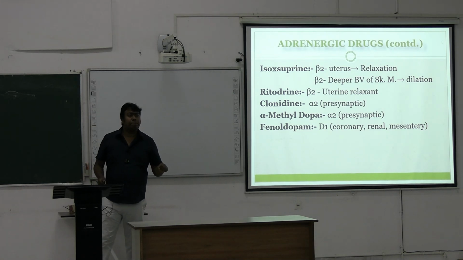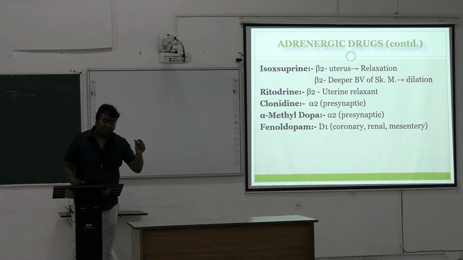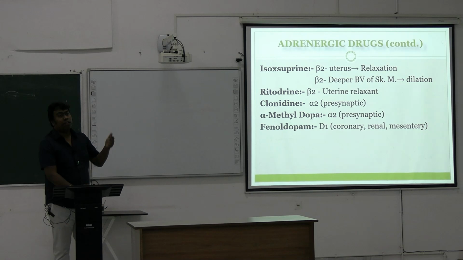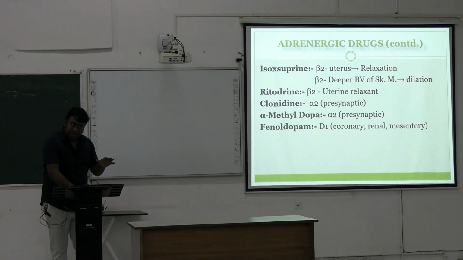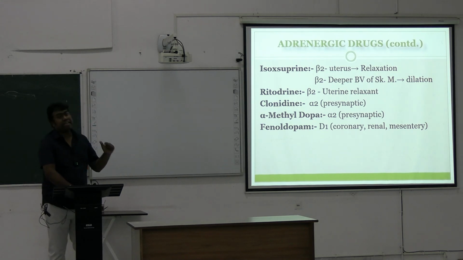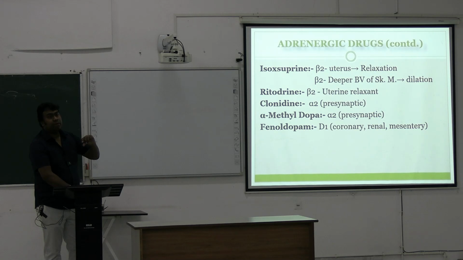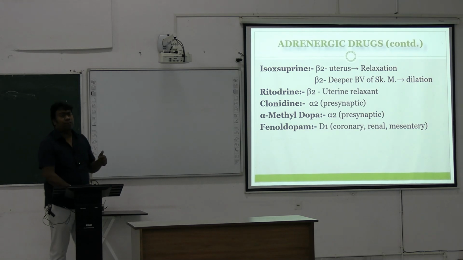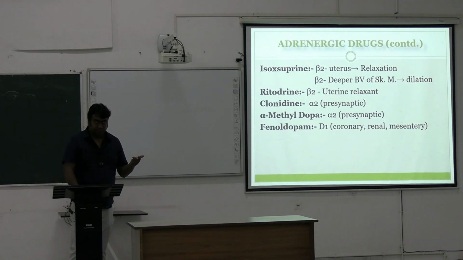Alpha 2 receptors present presynaptically in the CNS. Clear? They reduce the release of noradrenaline, so sympathetic outflow will be reduced. So they can be used, number 1, in resistant hypertension, and as they act on the CNS, they can also be used in de-addiction of alcohol or morphine.